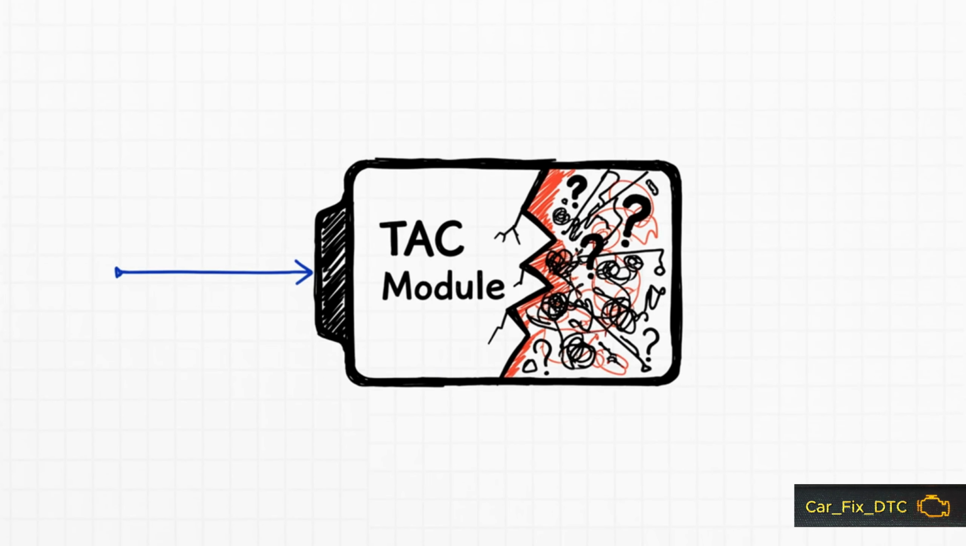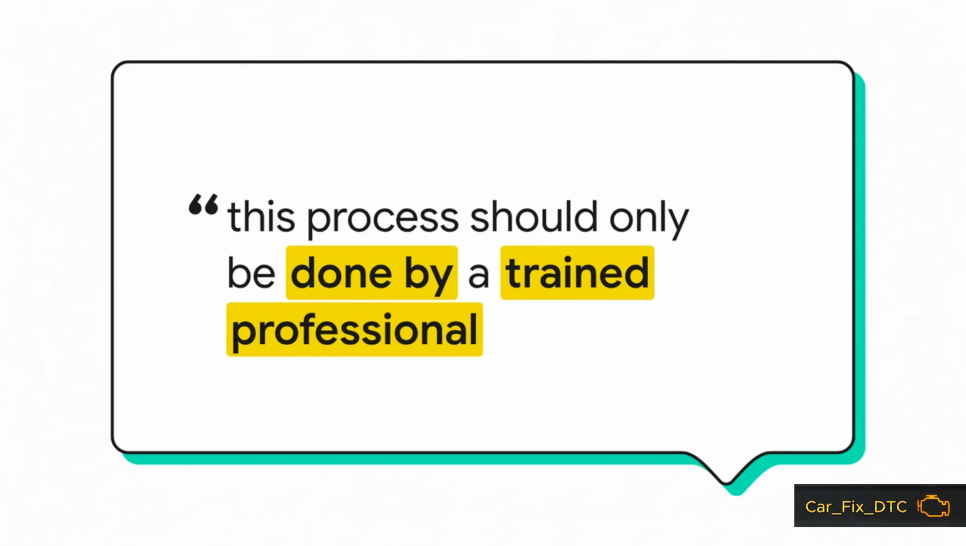Suspect number 2 is a little more serious. Remember our translator in the conversation analogy? That's the TAC module, and sometimes that component just fails. It can go bad internally and start sending out junk information, or maybe no information at all. Now, listen, this part is critical. The source material is very clear on this one. Replacing the TAC module is not a simple DIY job. It's a delicate component, and the strong advice is to have this handled by a trained professional. You really don't want to risk causing even more problems.